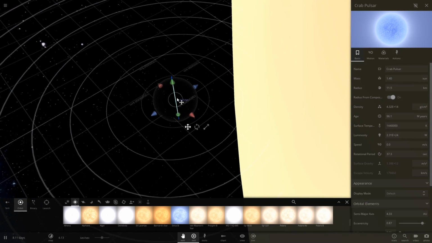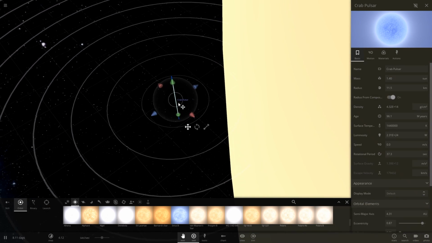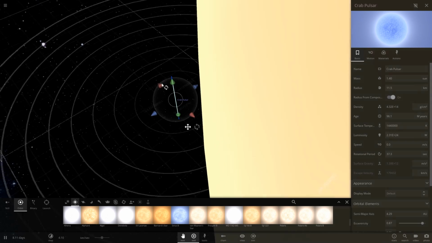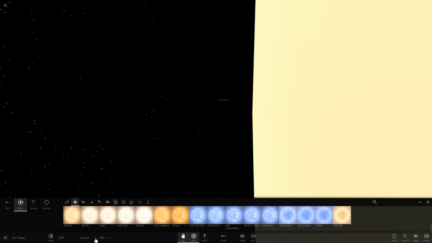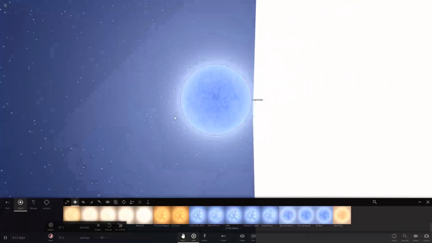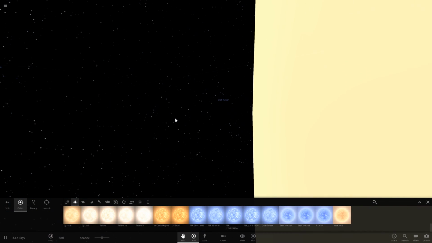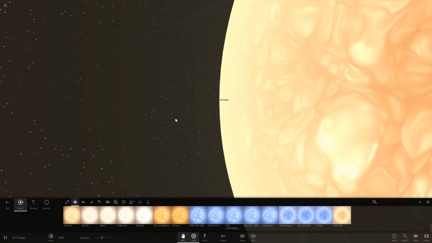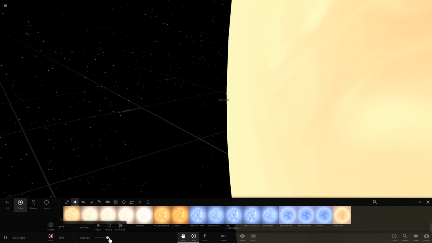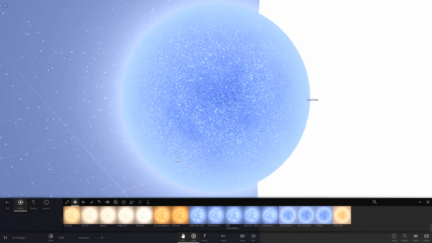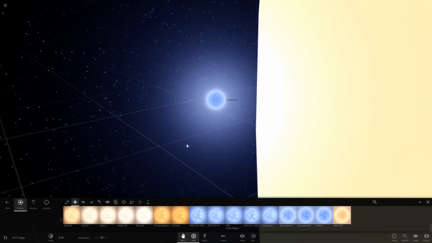Now we're getting quite close to it. And now let's see if we can pull matter away from it. Well, I'm not seeing any particles as of yet. Which is pretty interesting.